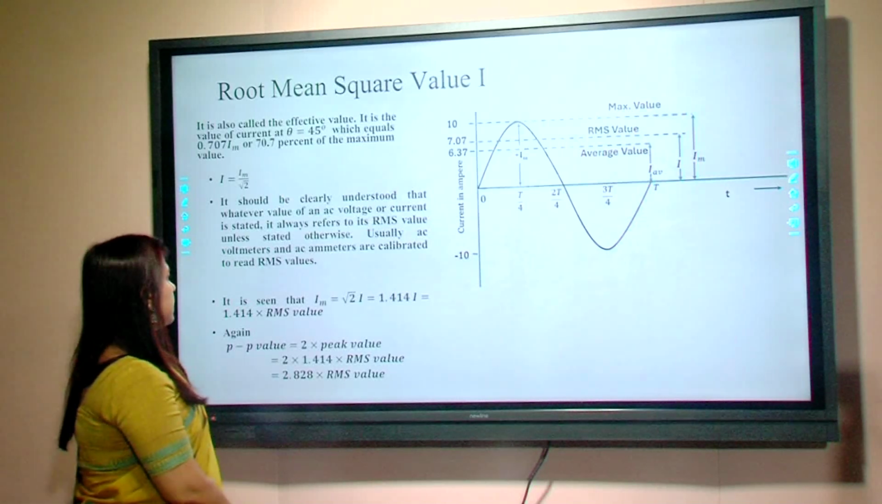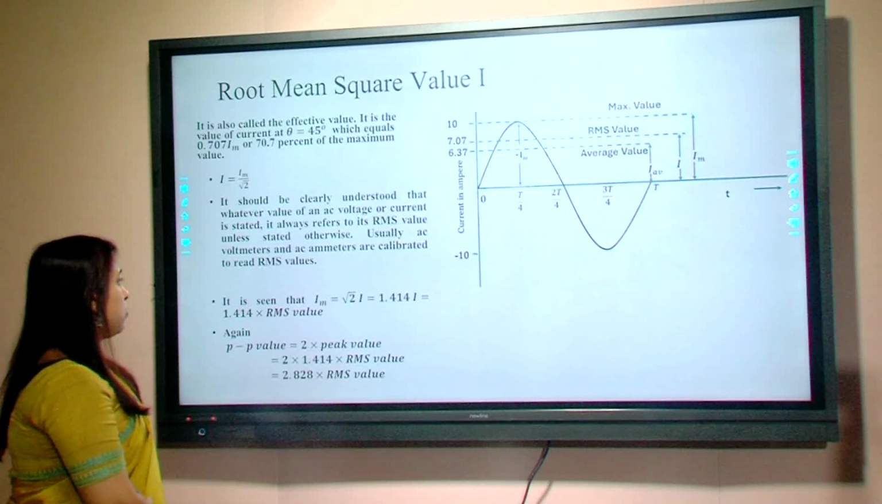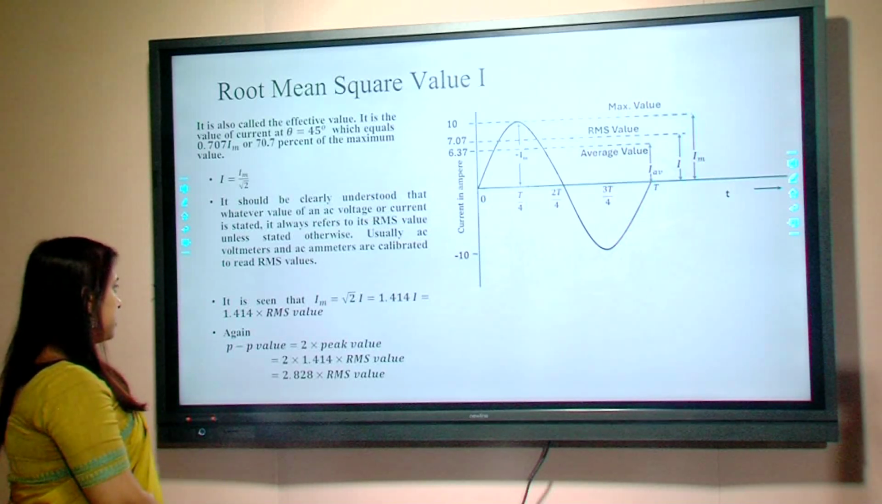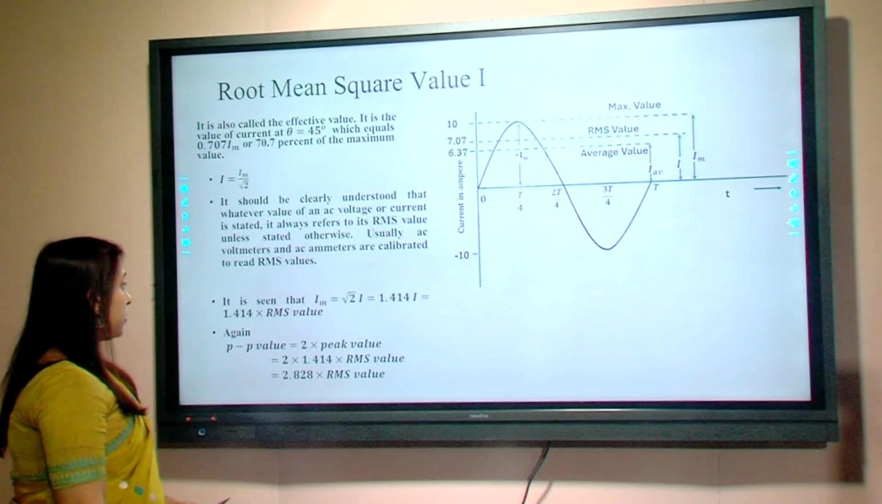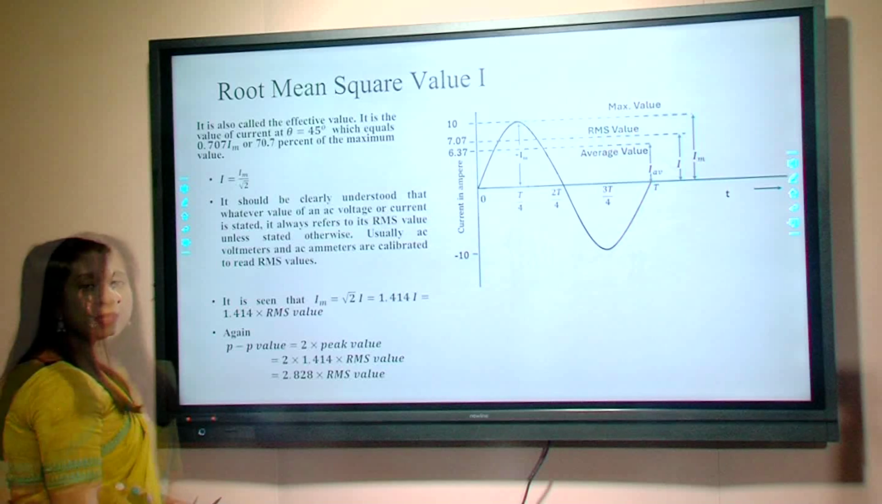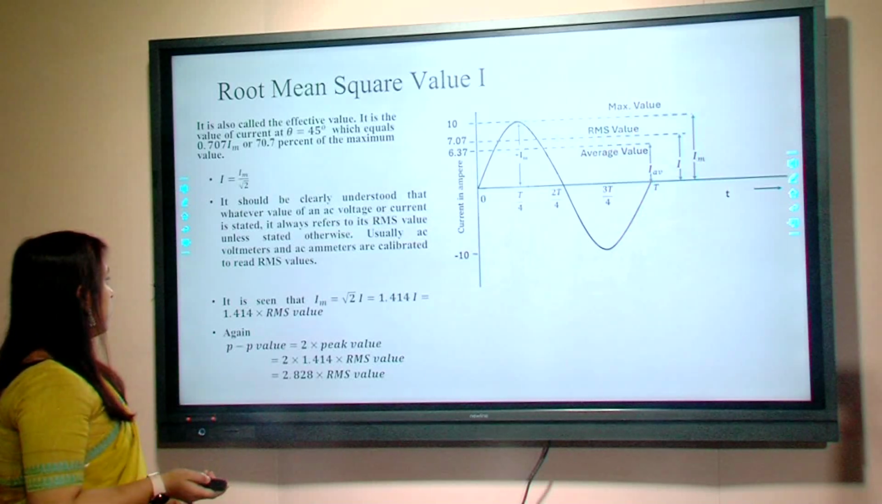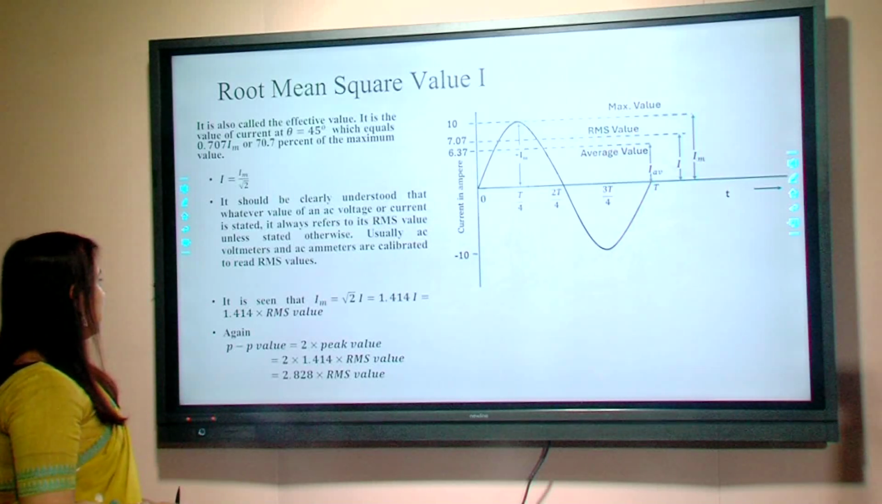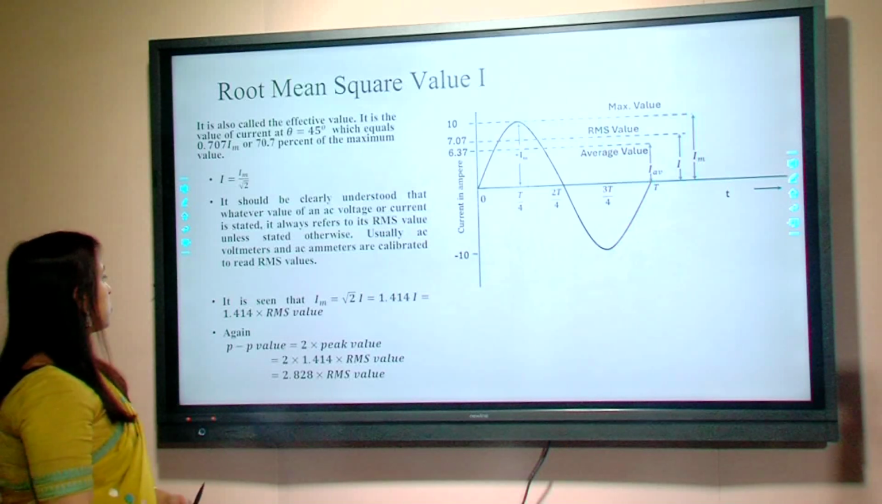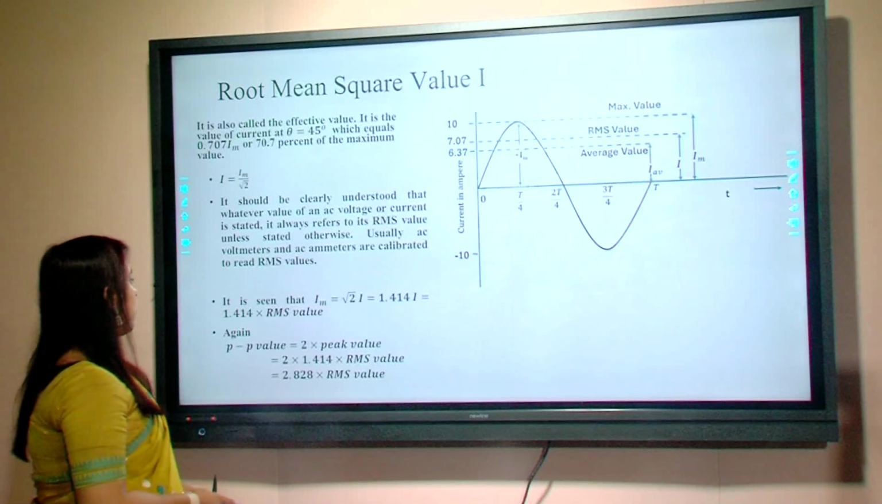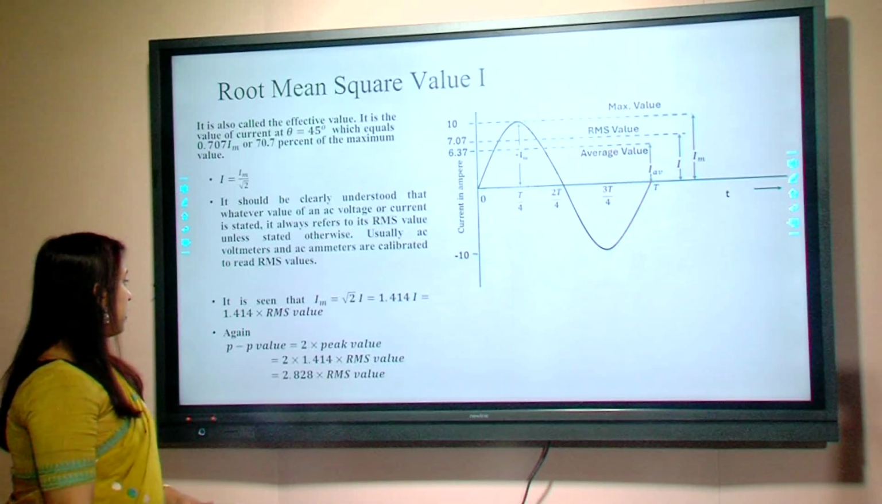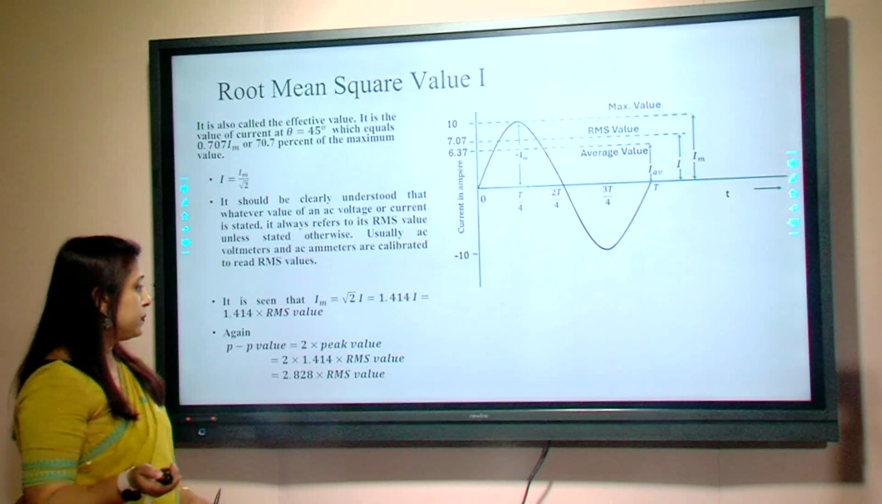So we should understand that whatever value of an AC voltage or current is stated, it actually refers to the RMS value unless stated otherwise. If it is not mentioned, we should understand that the stated value actually refers to the RMS value. Usually, AC voltmeters and AC ammeters are calibrated to read RMS values.